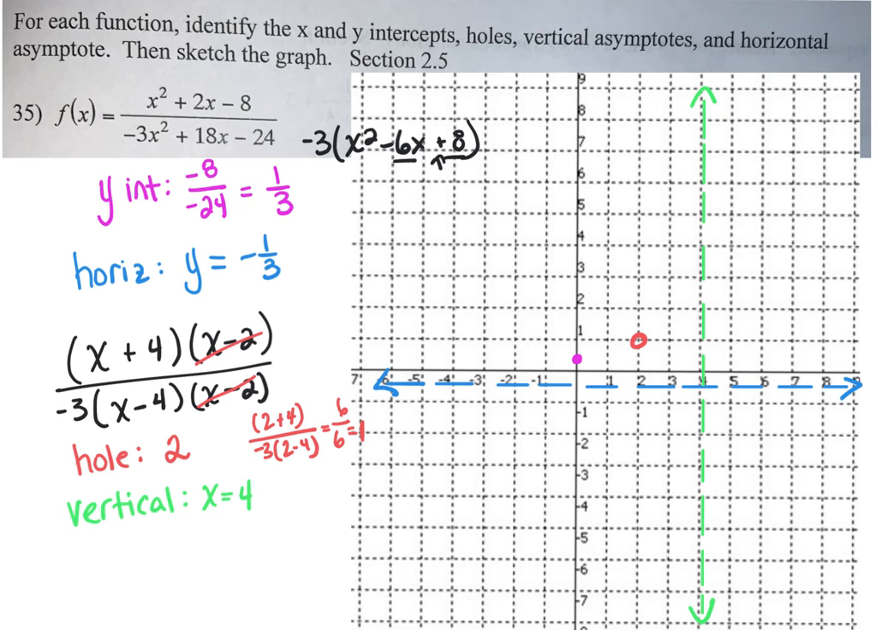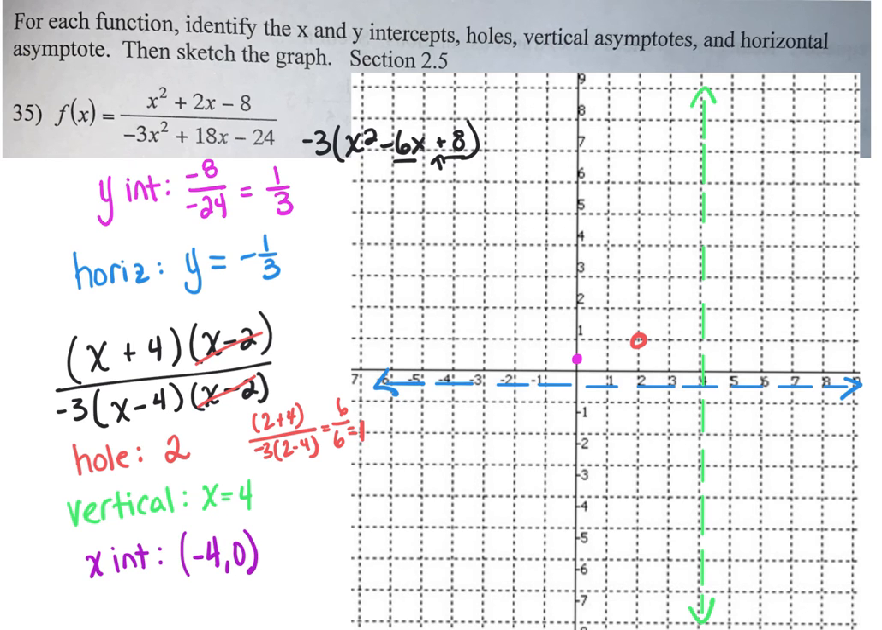My y-intercept now at this point is what makes the numerator 0 but has not canceled out. So what makes the numerator 0 but is not canceled out? That is going to be negative 4. So my x, not my y-intercept. Did I write y? That's x-intercept. Sorry. X-intercept. So it's going to be negative 4, 0.